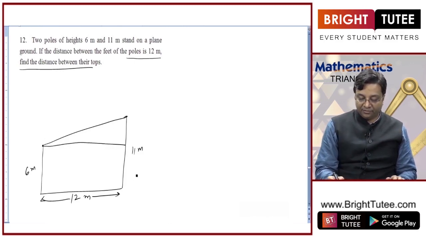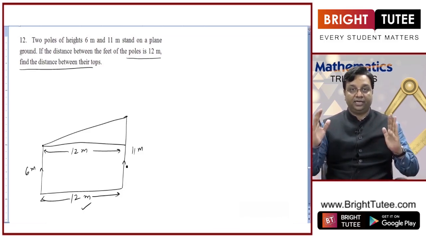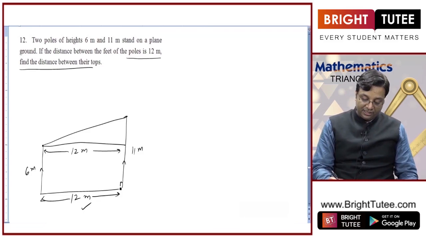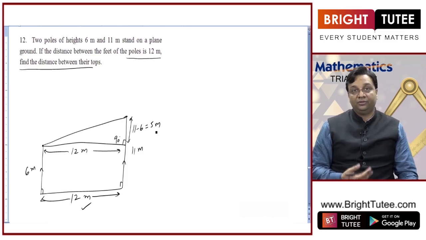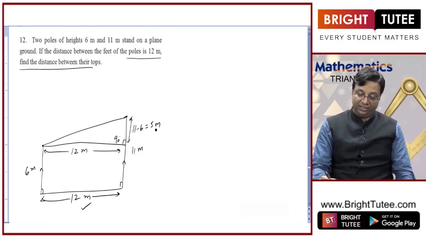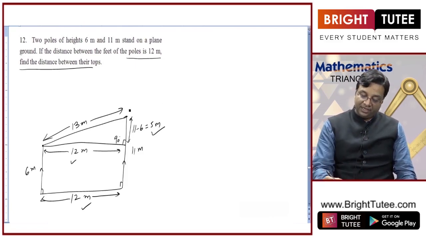So if I draw a line parallel to this, it will also be 12 meter, right? Because these poles are parallel to each other, they stand on a plane. So these angles are 90 degrees, hence this angle will also be 90 degrees. So what will be this length here? This length will be 11 minus 6, that is 5 meter. Now if you have listened to my lectures carefully, 5, 12, then what will be this length? This will be 13 meter, because this is a Pythagorean triplet.